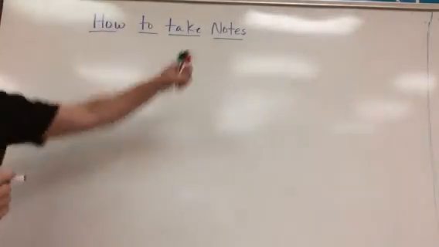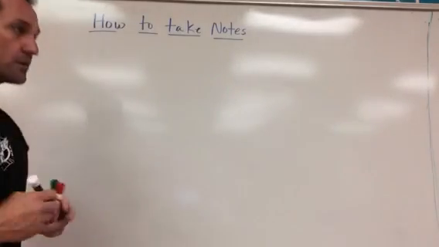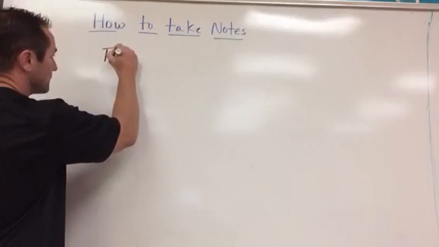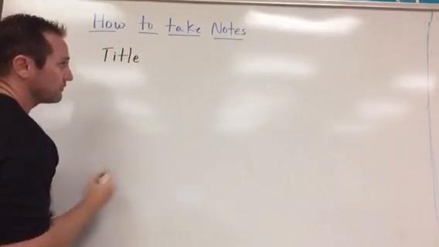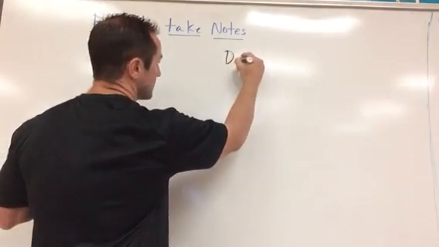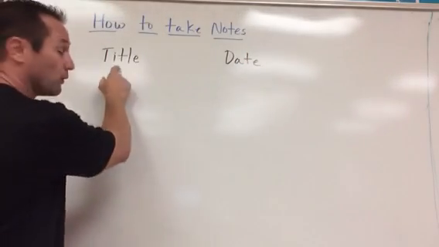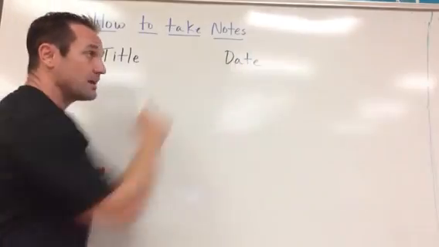So, how to take notes. The first thing that you're going to do on your page when you're taking notes is you're going to write the title. After you write the title, you're going to write the date. So you have the title and the date. It's going to tell you what you're learning, and it's going to tell you the date that we started learning it.